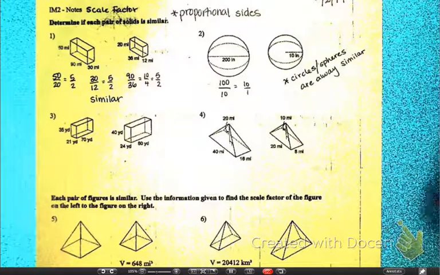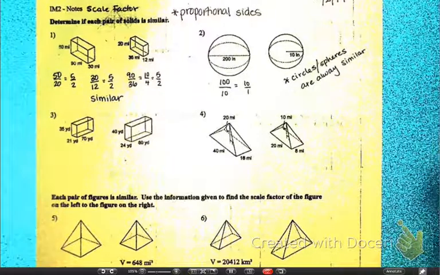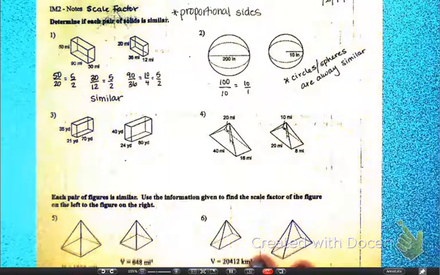Since number 3 is the same as number 1, why don't you solve number 4 and determine if those two pyramids are similar? Because it's a rectangular base, you have your length, your width, and your height that you're comparing. So see if the two pyramids are similar.